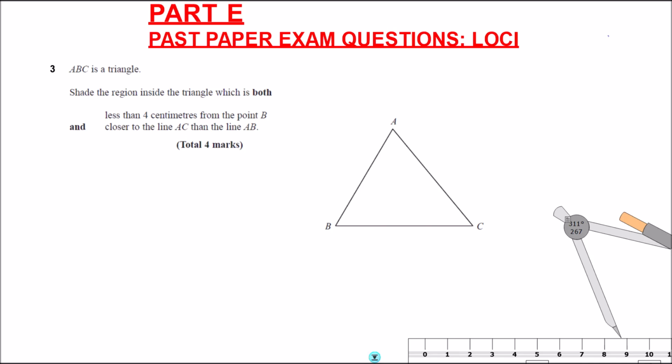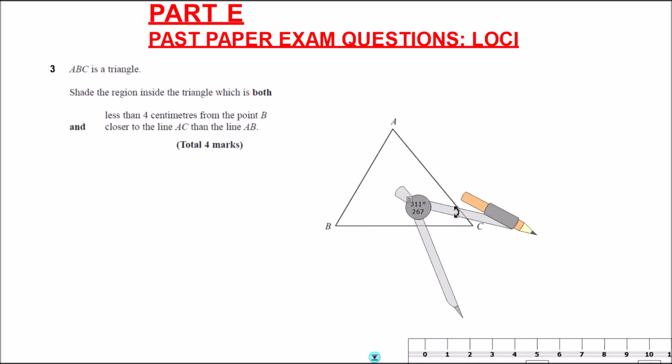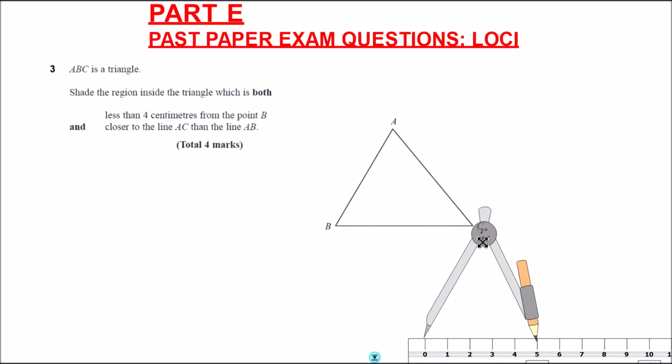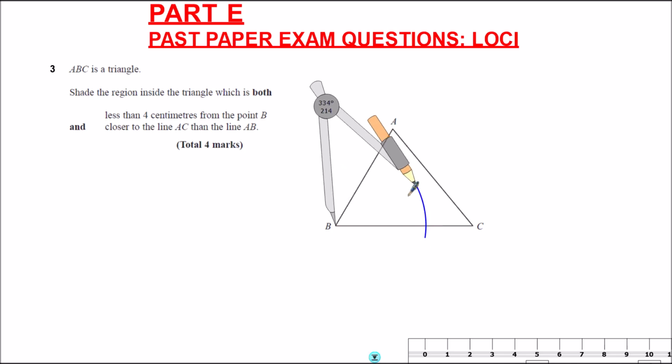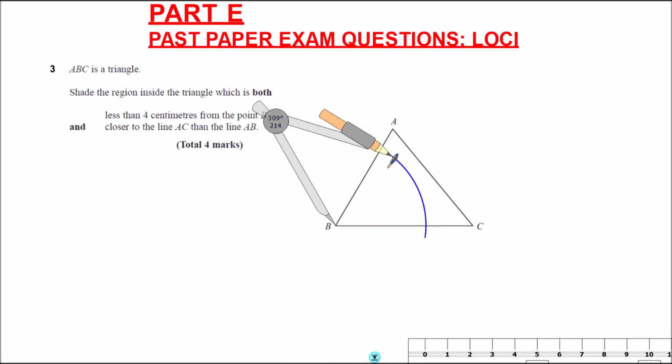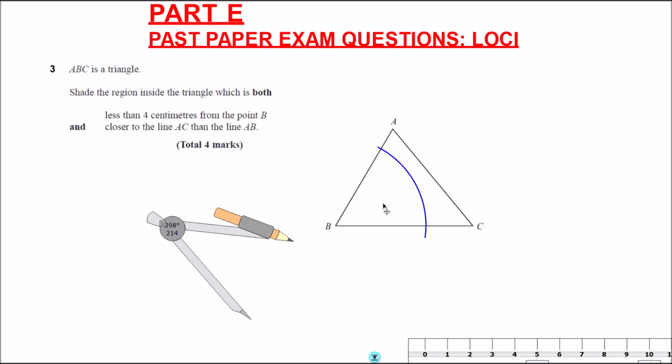So, less than 4 centimetres from point B, what we need to do is to get a compass, set the compass width to 4 centimetres. And then from point B, we put the compass needle on top of B, and then do a bit less than a semicircle, a curve that goes from one end of the triangle edge to the other. That blue curve represents the points that are exactly 4 centimetres from point B.